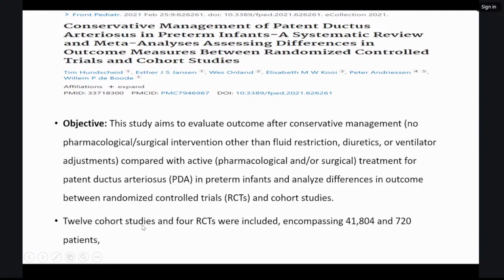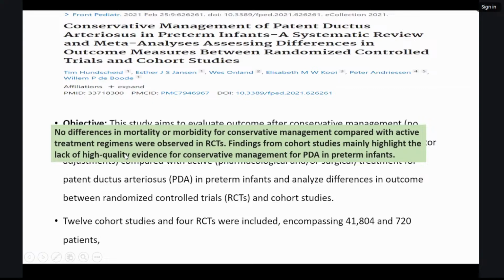They included 12 cohort studies and 4 RCTs encompassing 41,804 neonates and 720 patients. What they showed in the results was that there were no differences in mortality and morbidity for conservative management compared with active treatment regimens in the RCTs. Findings from the cohort studies mainly highlight the lack of high quality evidence for conservative management of PDA in preterm infants.